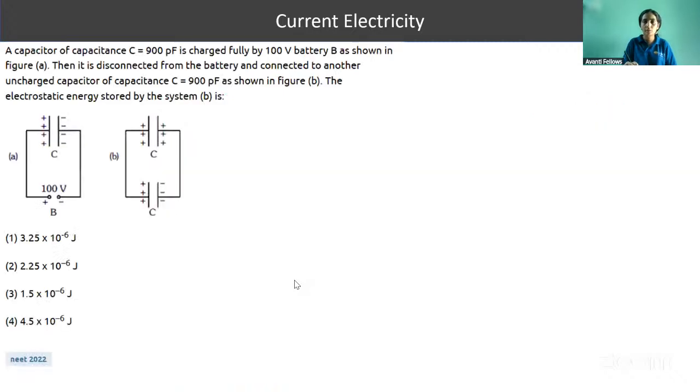Okay? Chalo. Now let's do this question and try to understand the concept. This is a very important concept, I would say. This is a good concept.